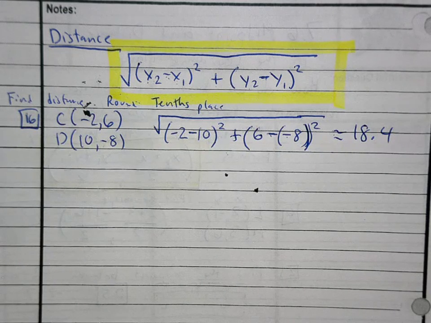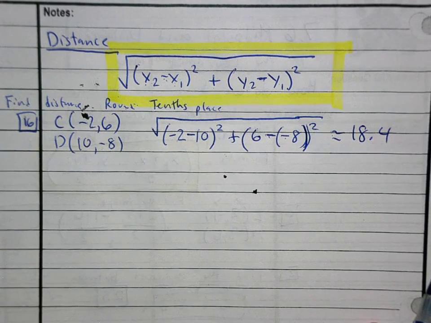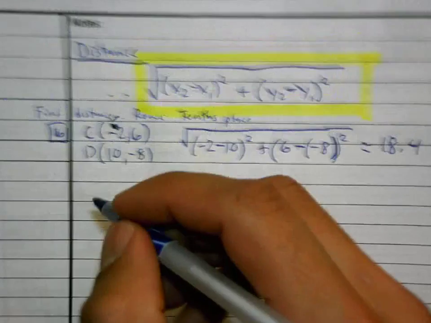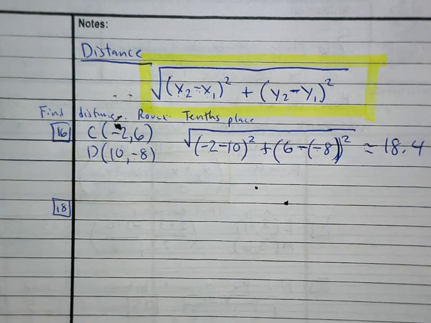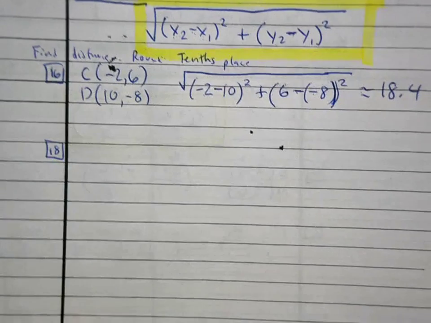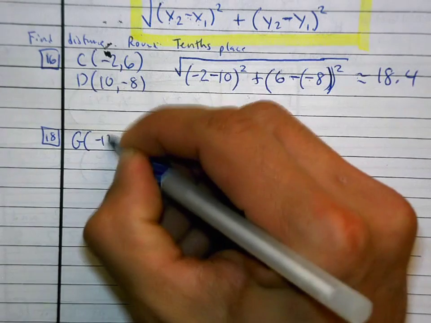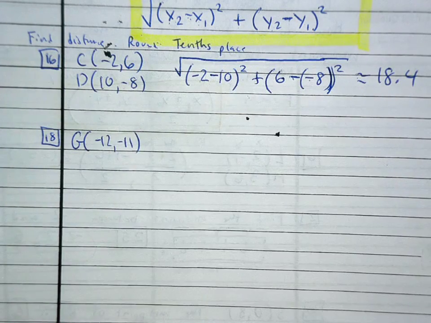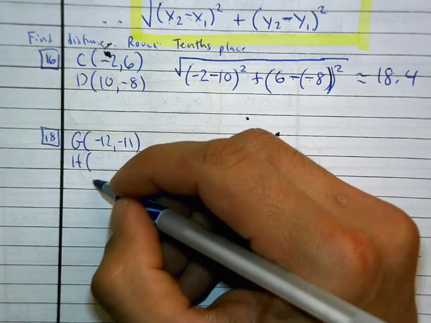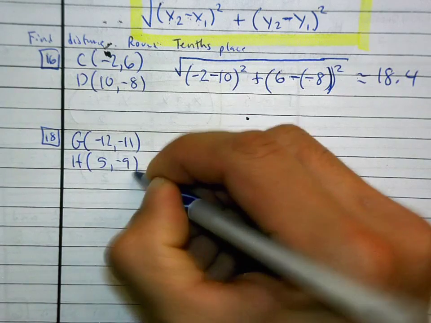Let me see. I feel like I should do one more of those. And I want to do another one. Let's do number 18. G is negative 12 comma negative 11. H is 5 comma negative 9. Same directions.